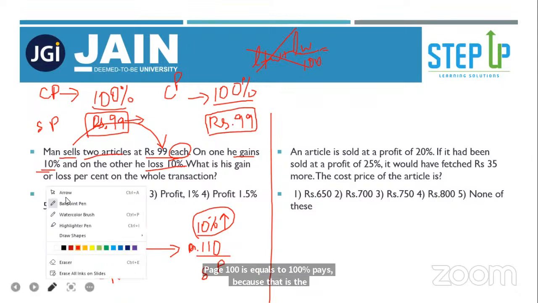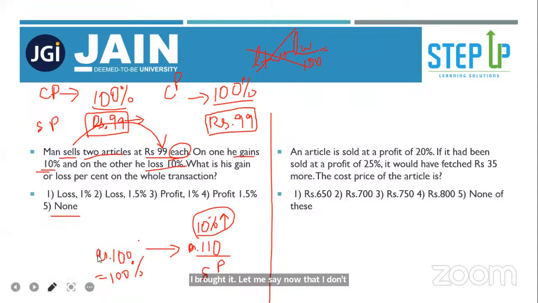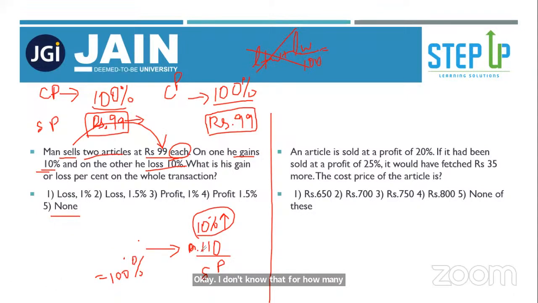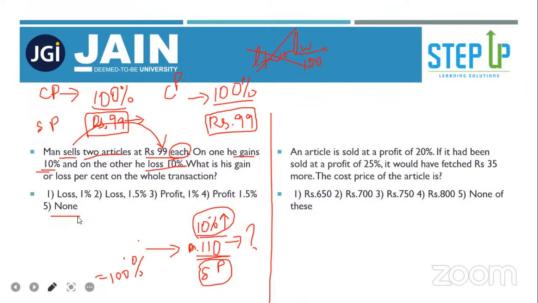Let me say now that I don't know for how much I purchased. I don't know how many rupees I purchased it for, but I know that I sold it for 110. That is how many percentage? It's with increment, don't forget. It's 110 rupees is my selling price, and it is 10 percentage more. That means 110 is how many percentage?